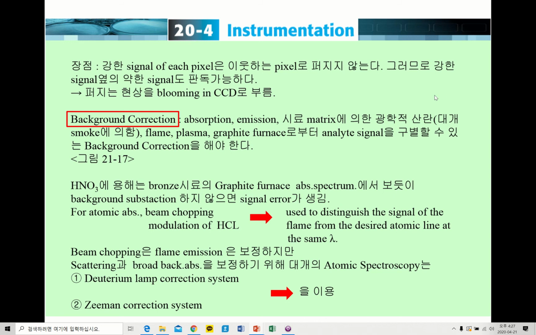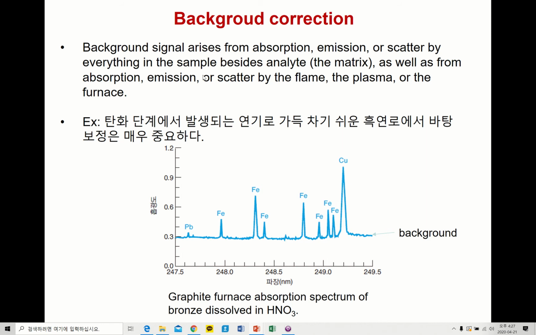Yeah, now consider background correction in atomic absorption or emission. Background is always there, so this background is noise. The noise level should be removed or minimized as much as possible. For example, the background signal arises from absorption, emission, or scatter by everything in the sample besides the analyte. The analyte is the species of our interest. It also arises from absorption, emission, or scatter by the flame itself.